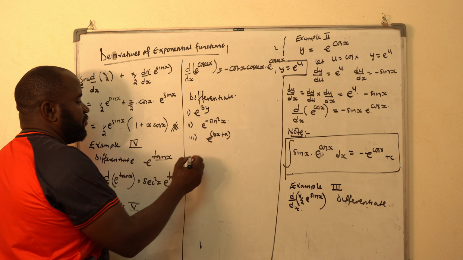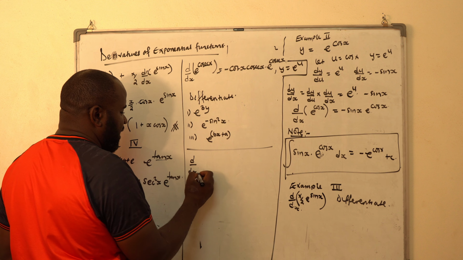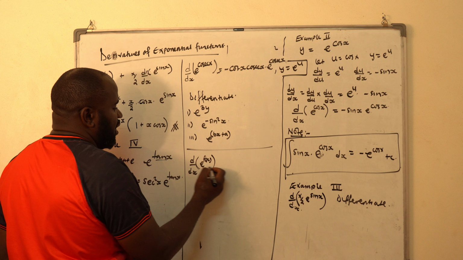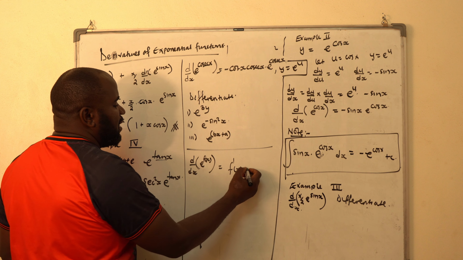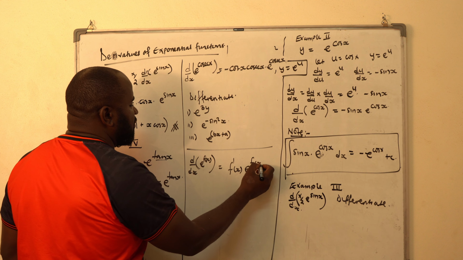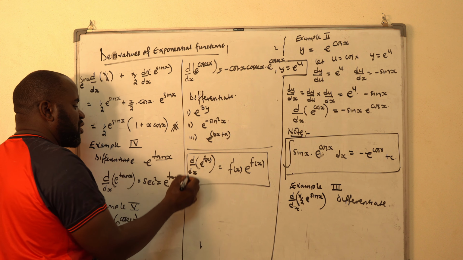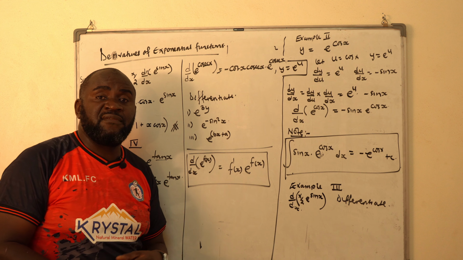So in general, the general definition is the derivative with respect to x of exponential of a function. The result is always the first derivative of the power, times the exponential of the original function, and that is what we can always use as the definition if we would like to have what we call derivatives of exponential functions.